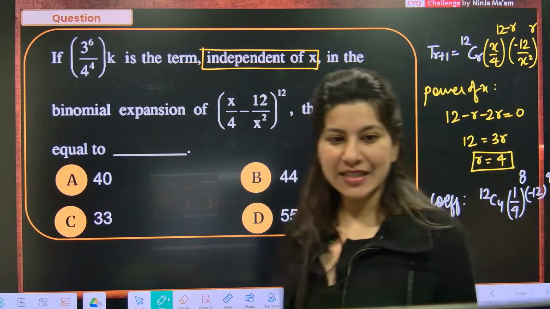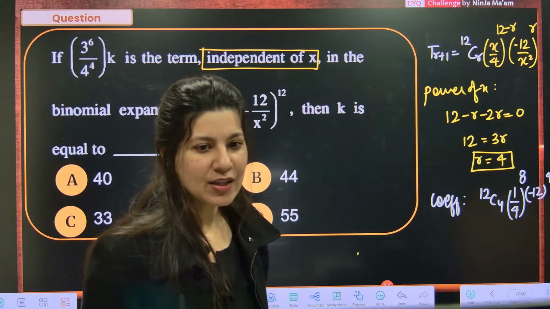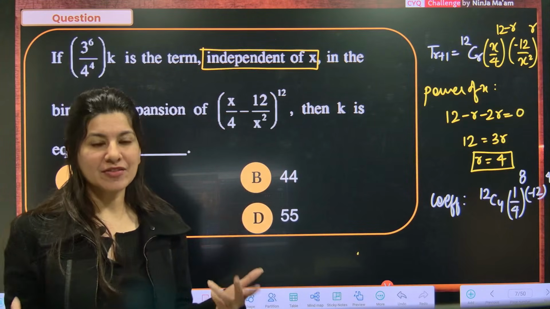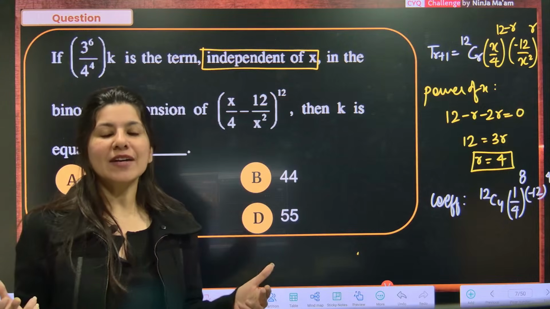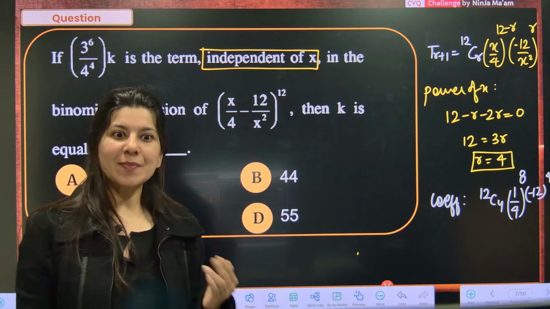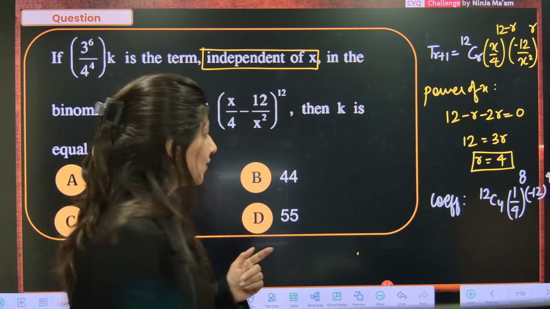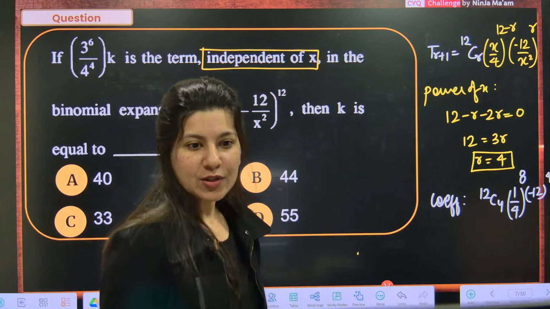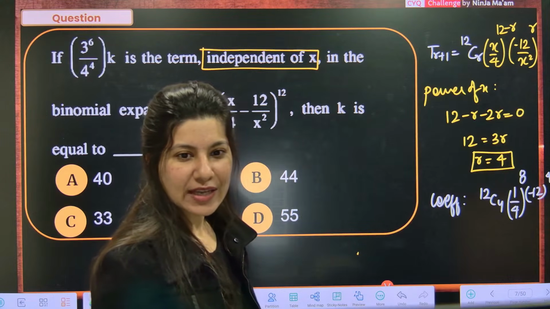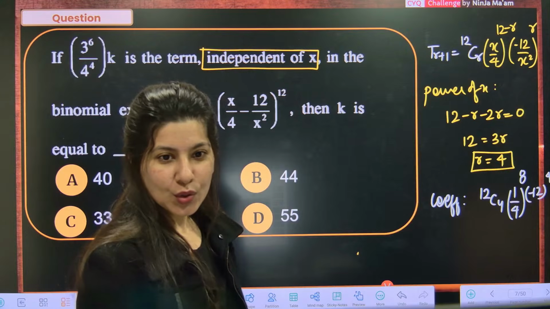Independent of x means maximum numerical value. Who said that? Why are you creating your own definition? Independent of x means independent of x. Independent of x means x power 0. Right? Okay. So this is going to be your answer, everyone. Now we just have to do the calculation and we are good to go.